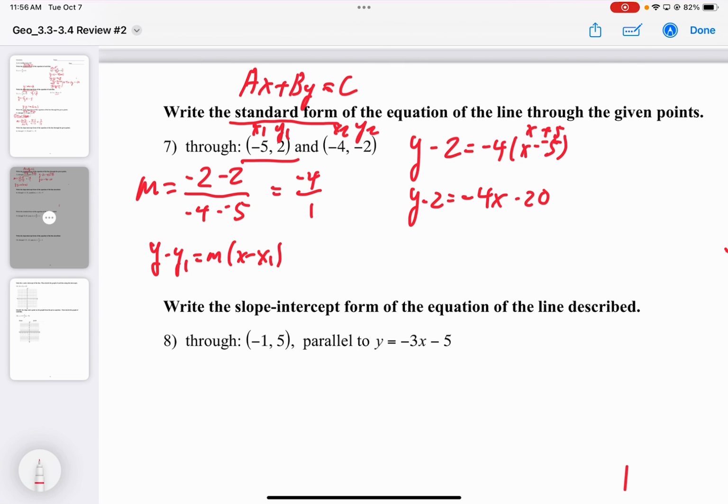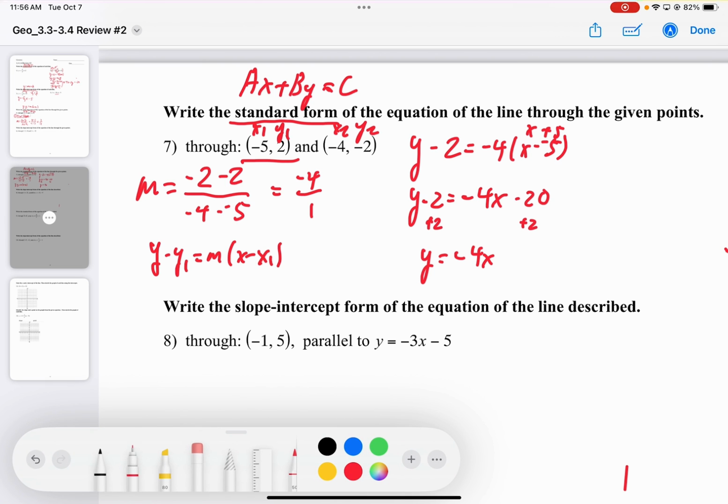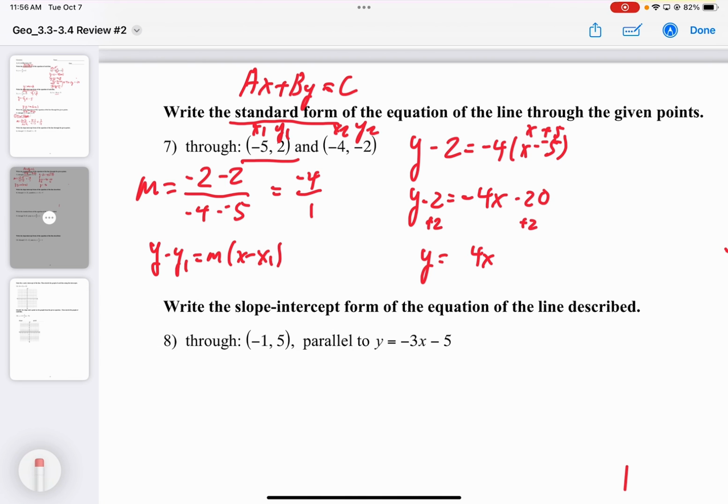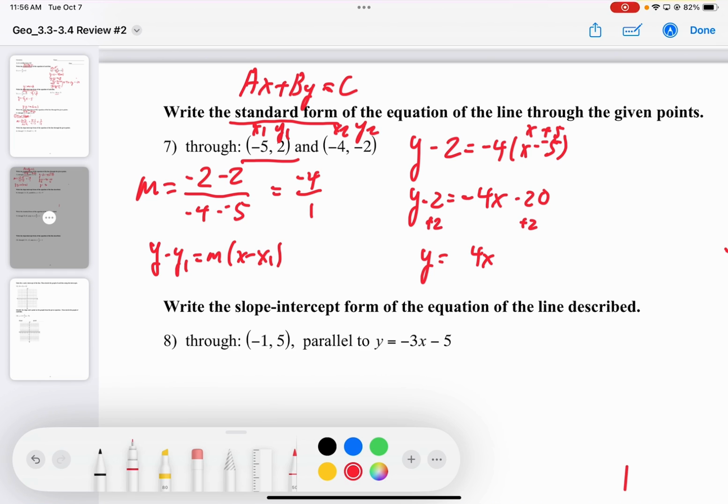What do you want to add, Molly? All right. It's your world. I'm just living in it. Whatever you want to do. All right. Molly said add 2. Let's add 2. Y equals negative 4x minus 18.